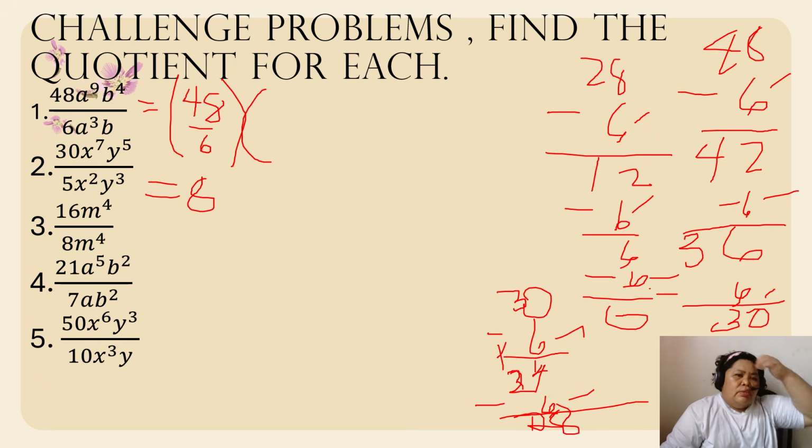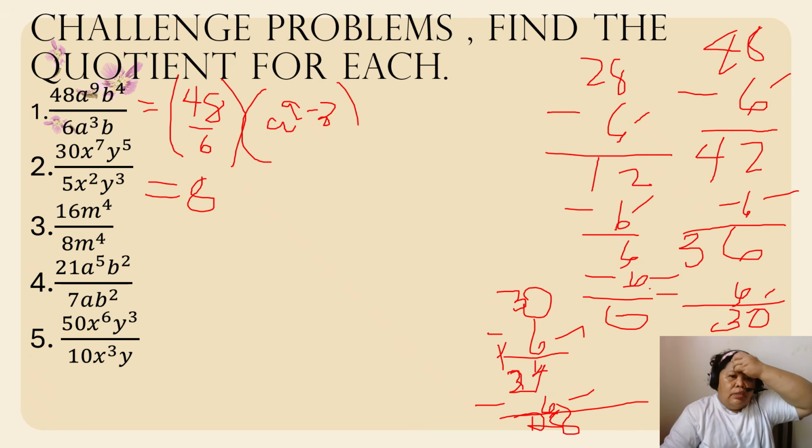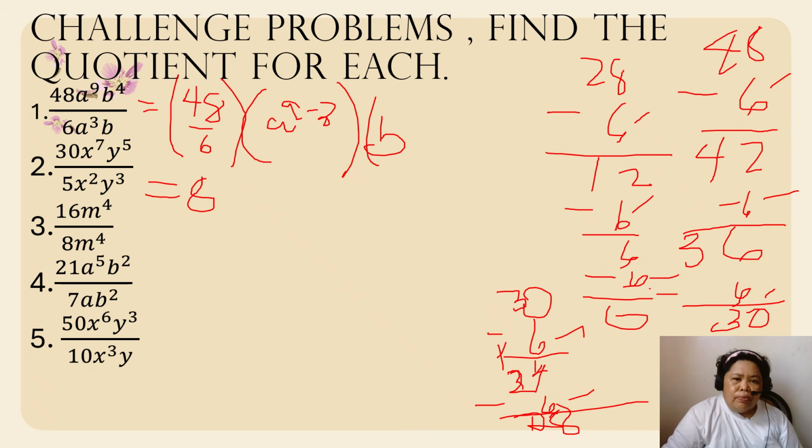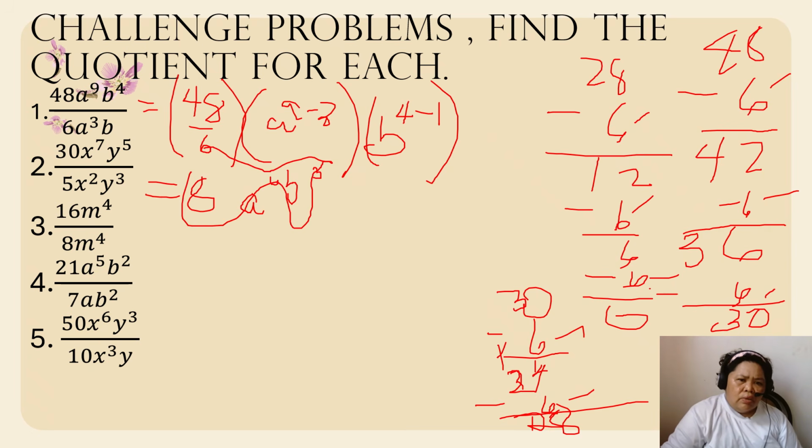Okay? Then we subtract 9 minus 3. And then for b, we have 4 minus 1, so we got a to the power 6 b cubed. So this is the final answer. 8a to the power of 6 b cubed. All right.